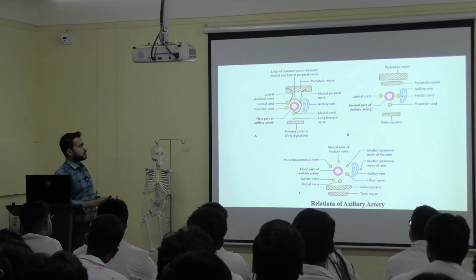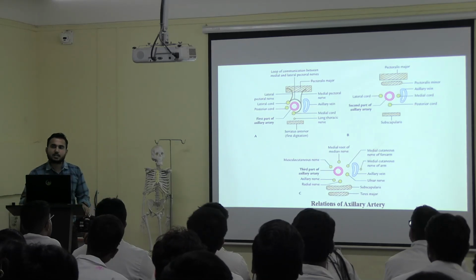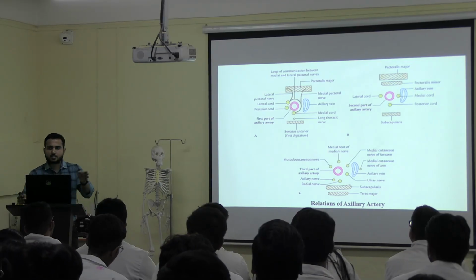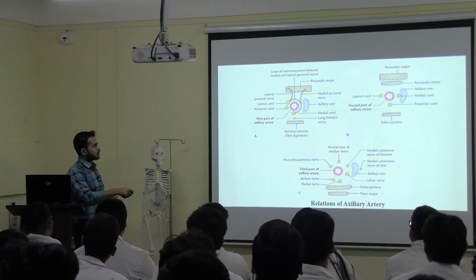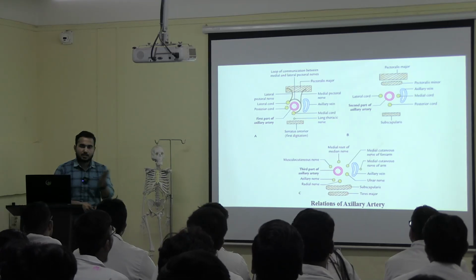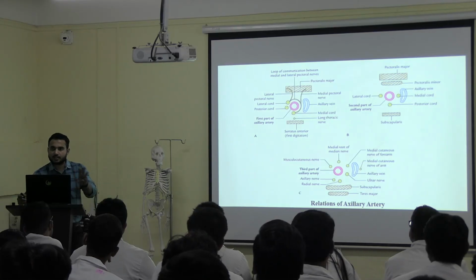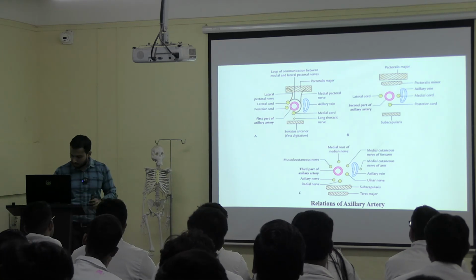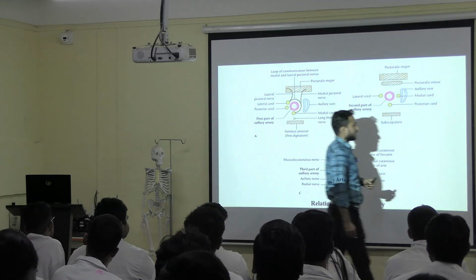Now, in order to understand the relations easily, what we have done: we know that there are three parts of the axillary artery, first part, second part, third part. As you can see, this diagram shows the first part, second part, third part. Here the transverse section of the axillary artery is taken in three different parts, and then you can see the relations. Now if you want to know the direction, I am talking about this diagram, then what will be the direction? It is like this.